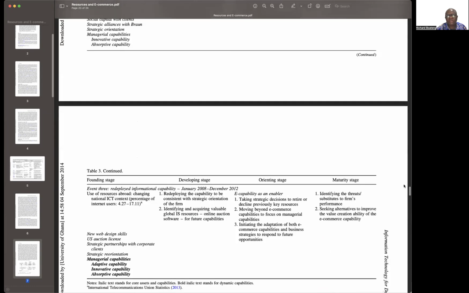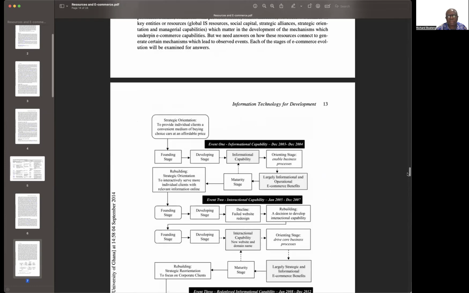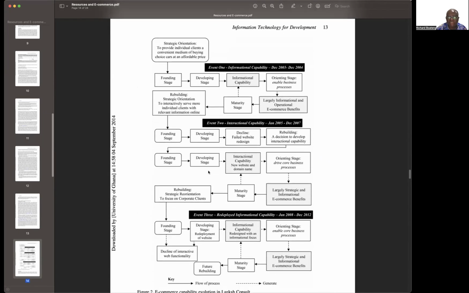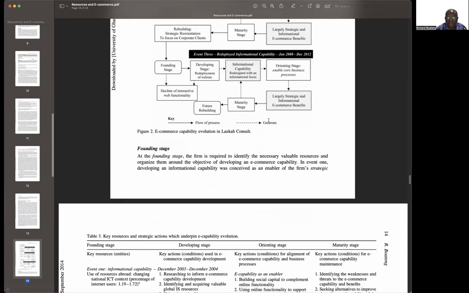Okay, good. So you see, this is a model that I had. We use a model to look at different stages of capabilities in the organization. The organization is a used car retailer selling cars in Ghana, and we used the model that we developed there to understand its car sales, and the resources that you deploy to be able to sell cars on an online platform.